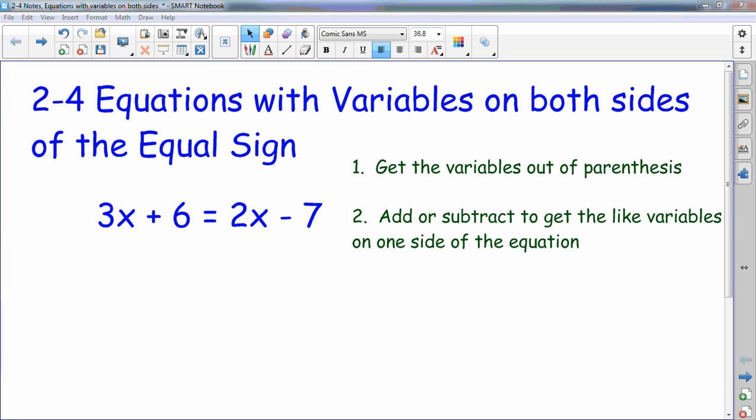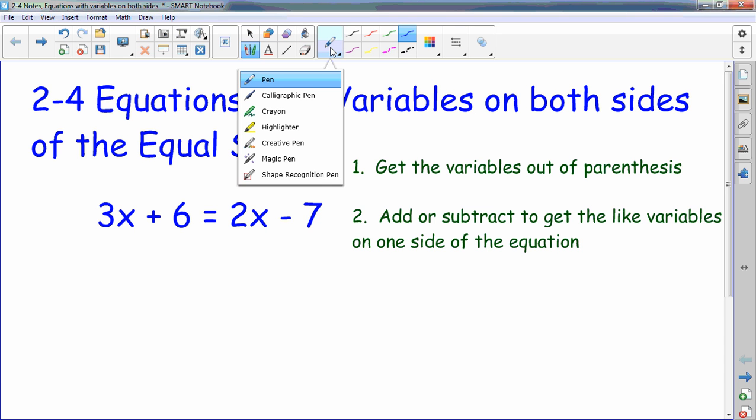All right, Chapter 2, Section 4, equations with variables on both sides of the equal sign. So suppose I have an equation 3x plus 6 equals 2x minus 7. Now normally we would just highlight the variable, then isolate it by getting rid of the addition and the multiplication and whatever else is attached to it. But in this case, I have an x on the left and on the right.